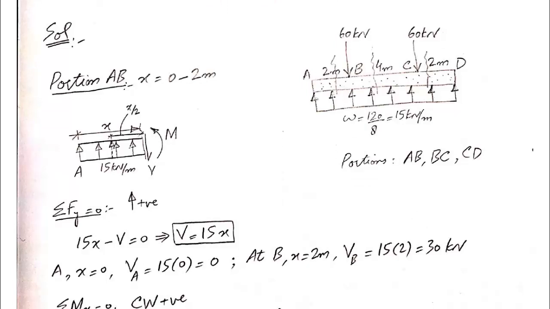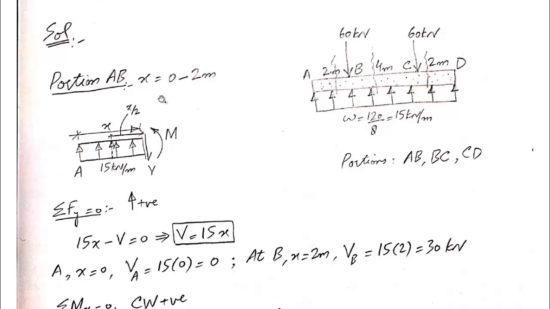We will write down the equation of shear and bending moment, and we will calculate the magnitude of shear and bending moment for all the terminal points of the portions. So let's consider portion AB first. Portion AB is this part, right before the 60 kilonewton load. So here is the free body diagram of portion AB.